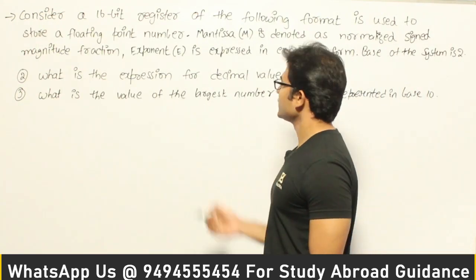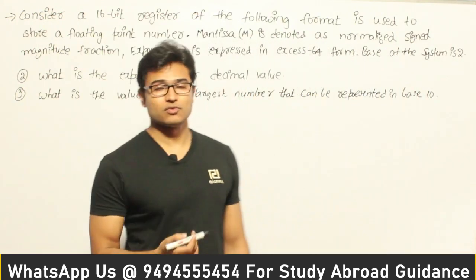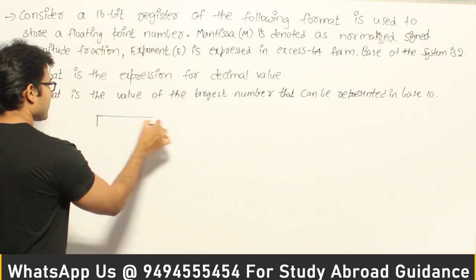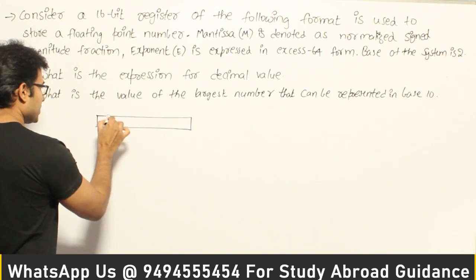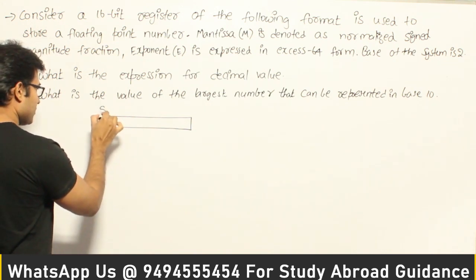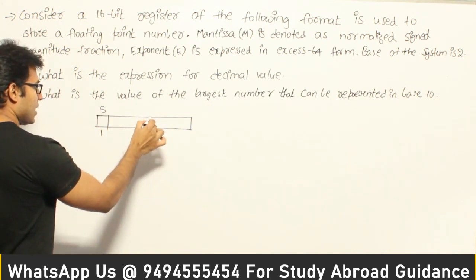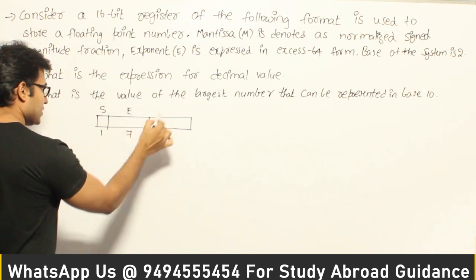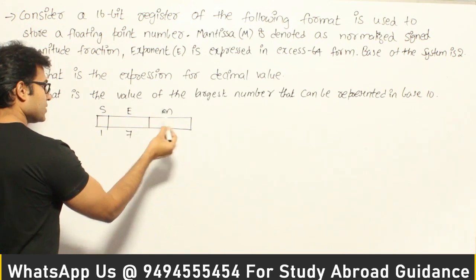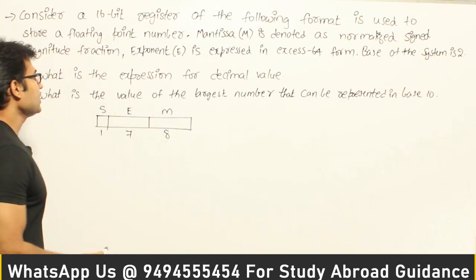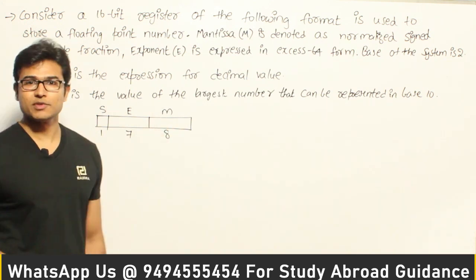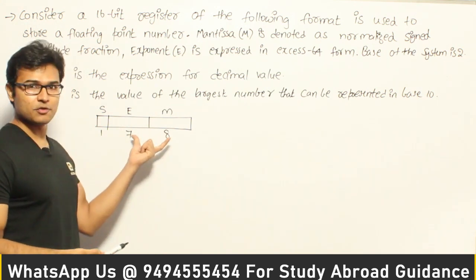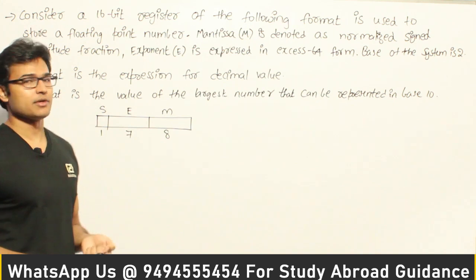Now let's see the extension of the previous question. What is the expression for the decimal value? So they are asking us to find out the formula for the decimal value. Now we have found out that the representation is, for sign it is going to be 1 bit, for exponent we got 7 bits, and for mantissa we got 8 bits. Now what is the expression for the decimal value, which means what is the formula that you are going to use in order to convert this representation into a decimal number?